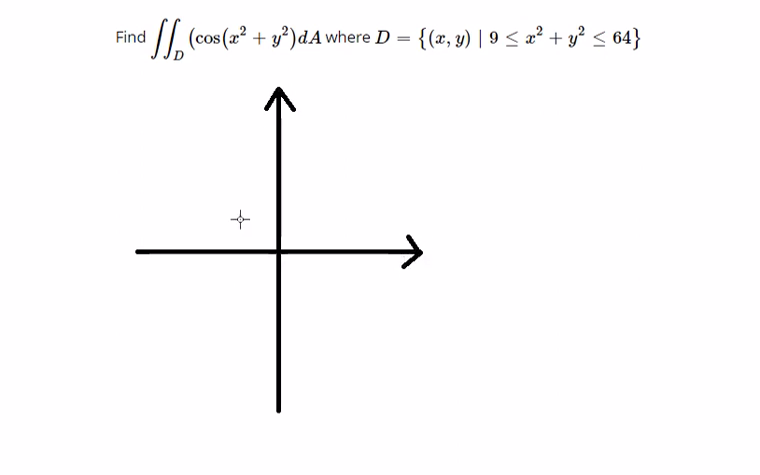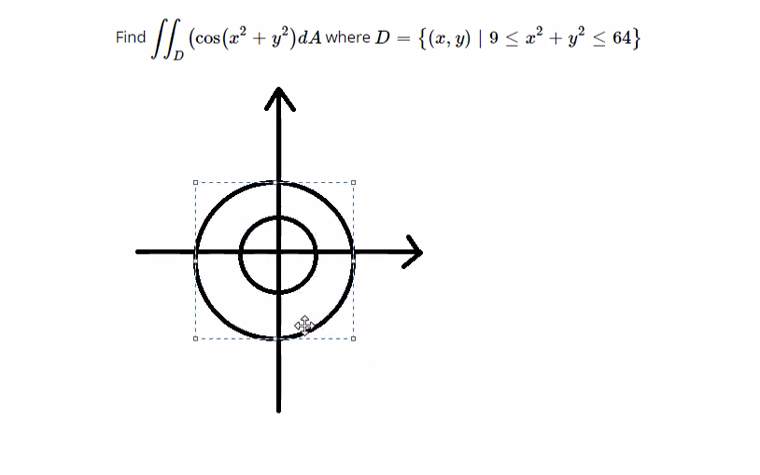So we have two circles in here, the small one and the big one. If we check the boundaries, they want to find the area between 9 and 64. That should be the radius of 3 and the radius of 8. Here is 3 squared, this is 8 squared. So the area we need to concentrate on should be this one.